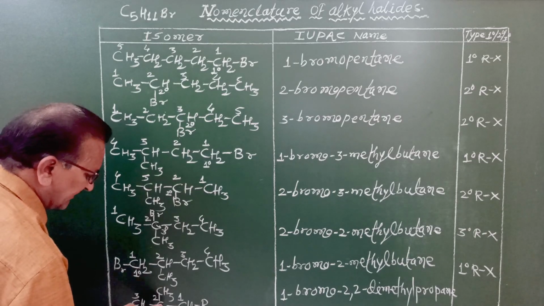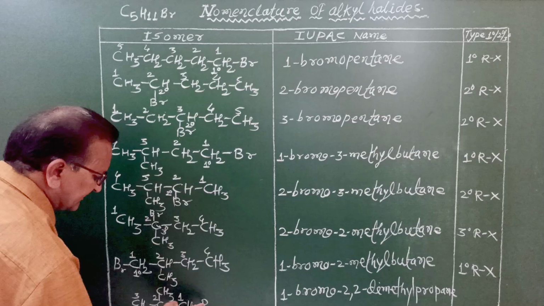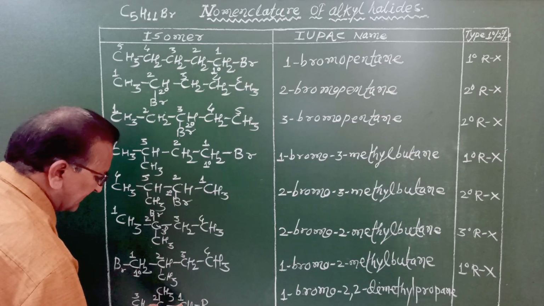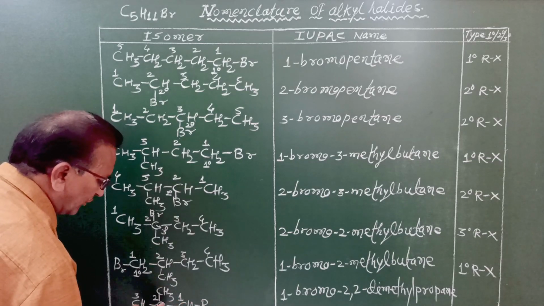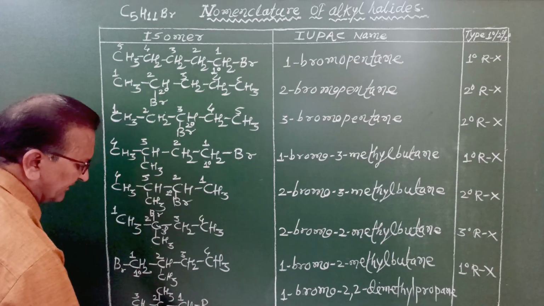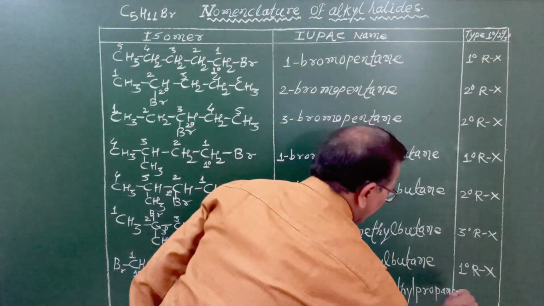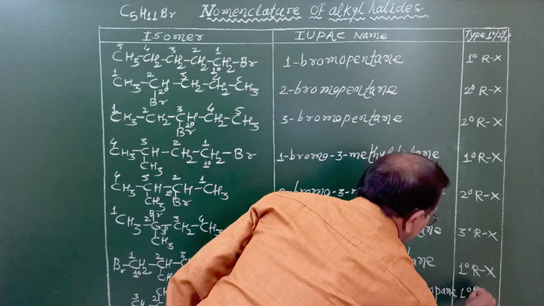But the halogen atom is not bonded to this carbon atom. The halogen atom is bonded to this CH2, and this carbon atom is directly bonded to only one other carbon atom. That's why this is denoted as primary or 1 degree. And to this primary or 1 degree carbon, the bromine atom is bonded. That's why this is also an example of a primary alkyl halide.